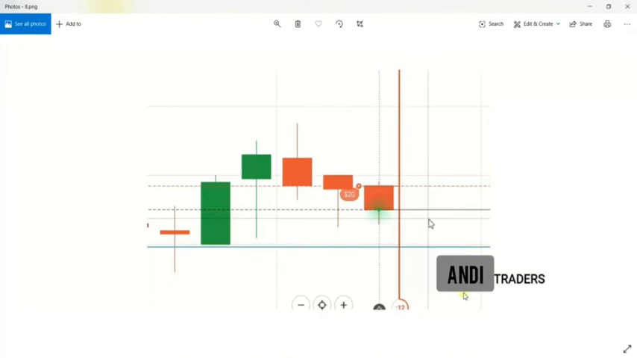So these candles will help you in the market. And if you see my videos, I use these candles mostly, and these candles will help you a lot in the market.